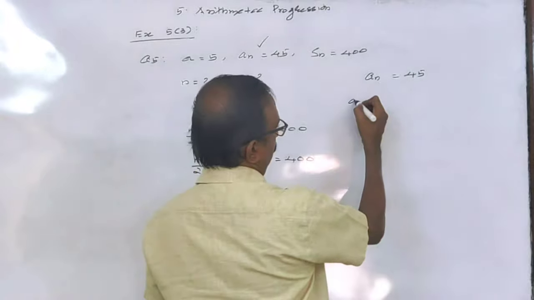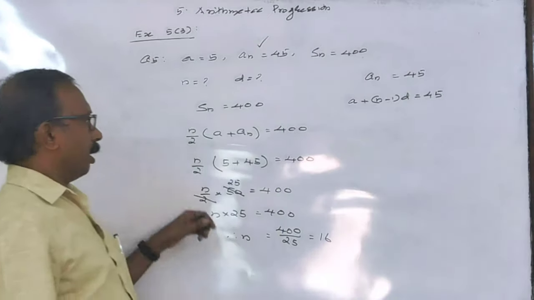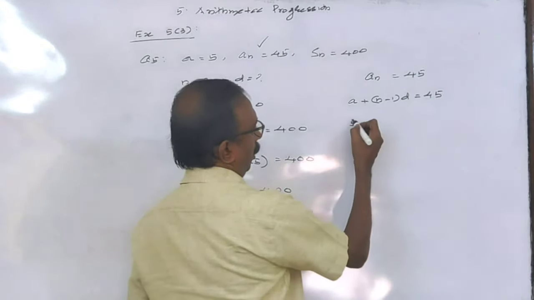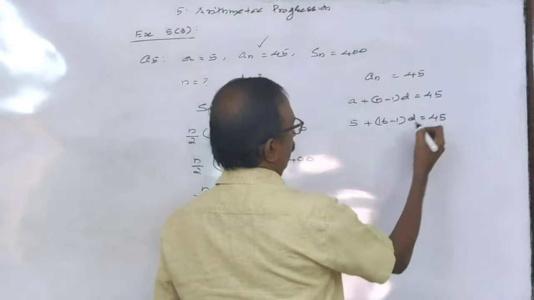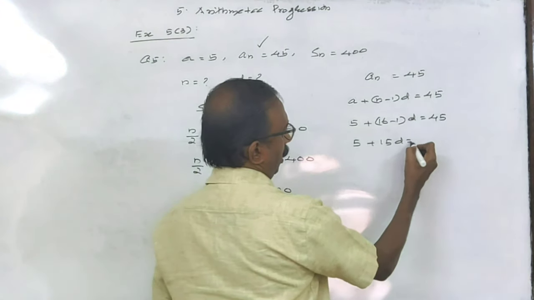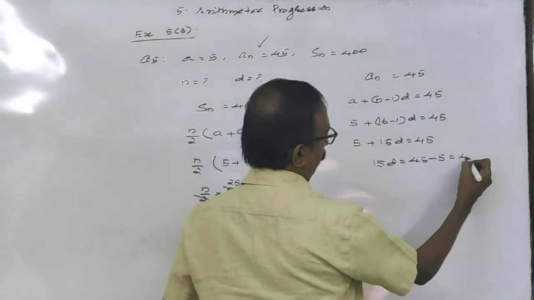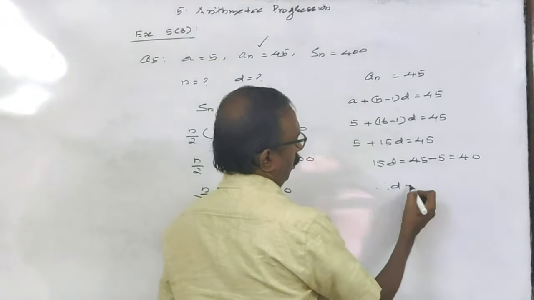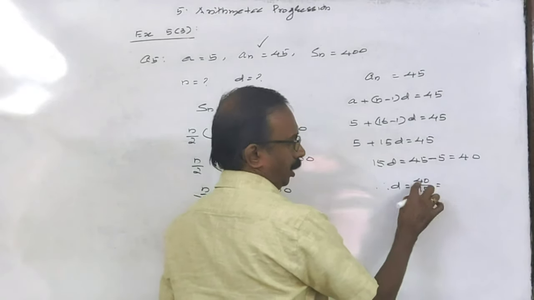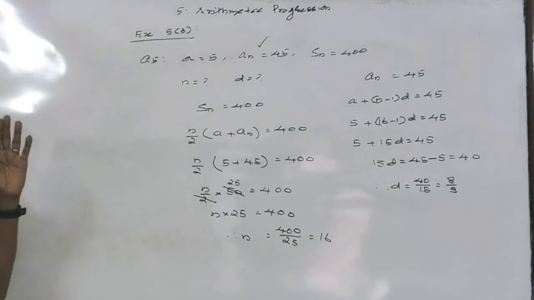The nth term is a plus n minus 1 into d, which is equal to 45. The value of a is 5, and n is 16, so 16 minus 1 into d is equal to 45. So 5 plus 15d is equal to 45. 15d is equal to 45 minus 5, which is 40. Therefore, d is equal to 40 divided by 15, that is 8 by 3. And n is equal to 16, isn't it?